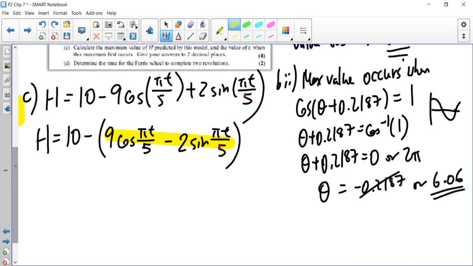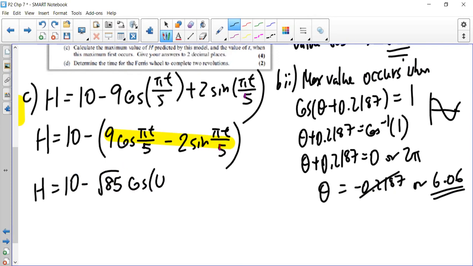So what we know is theta is pi t over 5. So h equals 10 minus root 85 cos theta plus... not theta, we don't have theta in here. We're using pi t over 5 plus 0.2187. That's the first key skill in this trigonometry modeling question. The first skill is learning to do part A and part B, and the next important step is to know how to rewrite it.